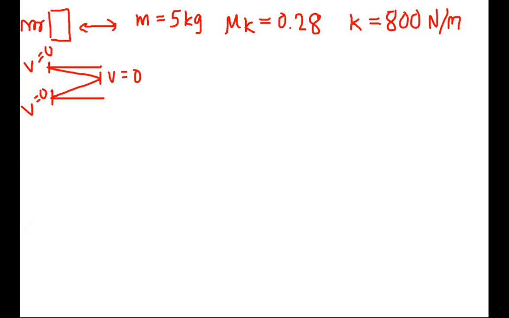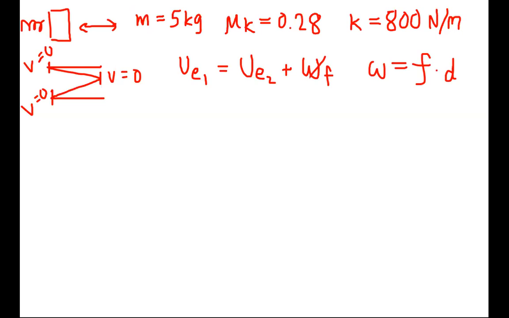So looking at the first oscillation, let's look at it oscillation by oscillation. We have potential spring energy, so U_E of, let's call that 1 because it's the first oscillation, is going to be equal to the potential energy of the second oscillation, in addition to the work lost due to friction. And the equation of work, if we remember, is that work is equal to force, so the friction force in this case, times distance. So we can make this the frictional force times the distance.